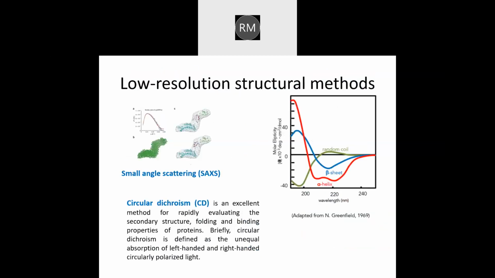Another low resolution structural method, one popular method that is not very commonly mentioned in the graduate textbooks, is called small angle scattering. Here you take a solution of proteins, solution of macromolecules, and the X-ray is scattered, not diffracted, and then you can predict the low resolution shape of the molecules, how they might be looking in the solution.